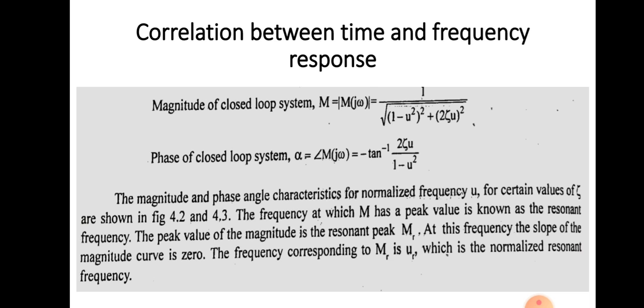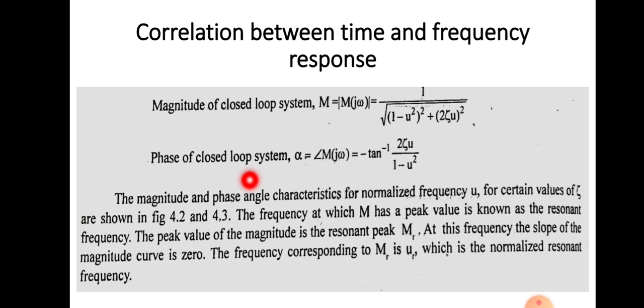j omega equal to 1 divided by square root of (1 minus u square) all square plus (2 epsilon u) whole square. And this is the magnitude in the case of the frequency domain system, that is equal to 1 divided by square root of (1 minus u square) all square plus (2 epsilon u) all square.